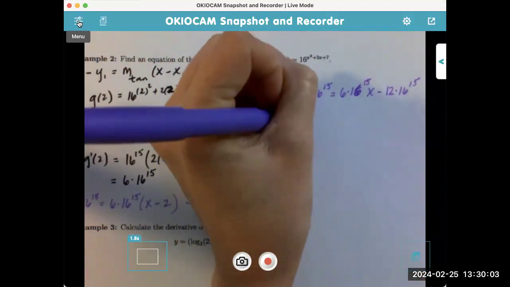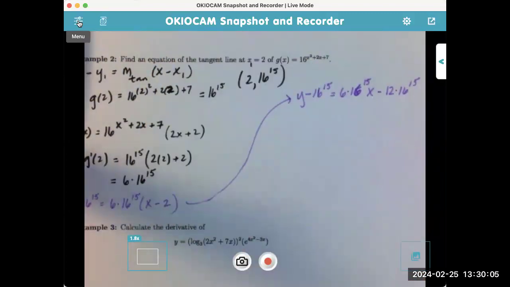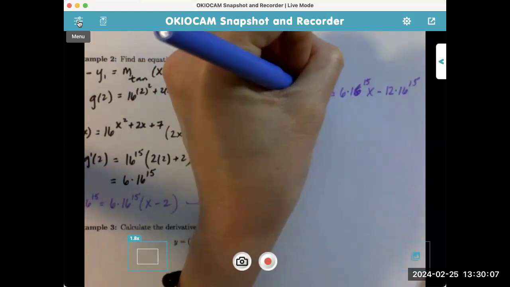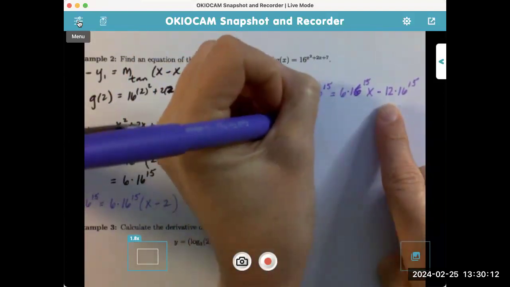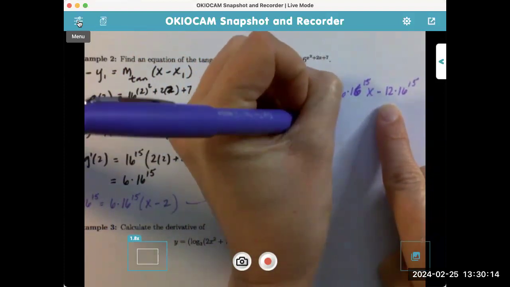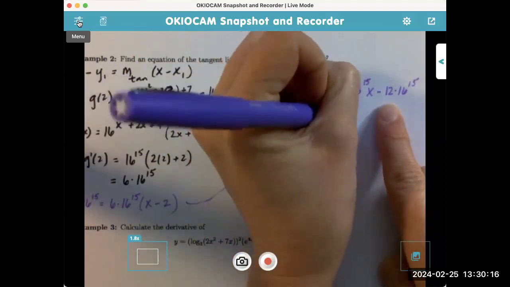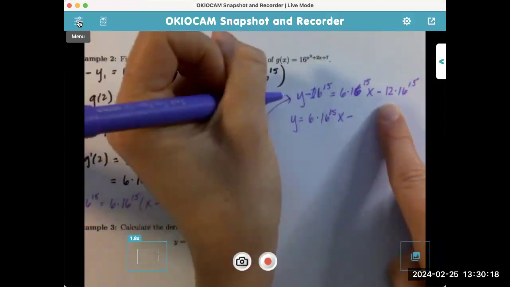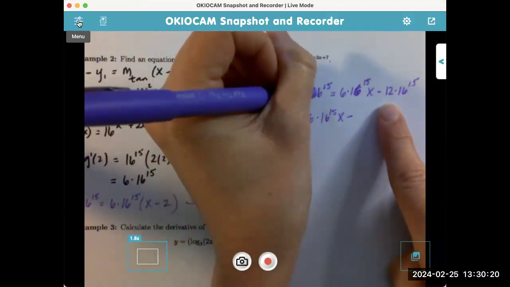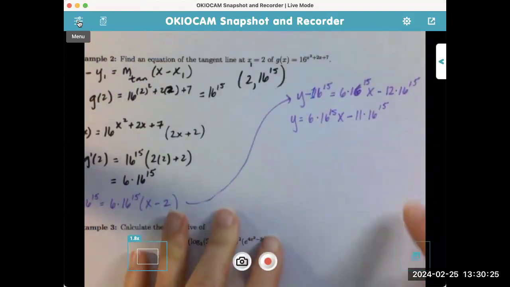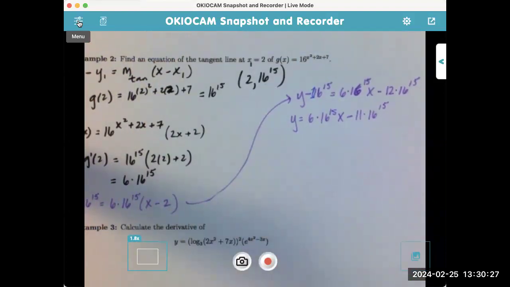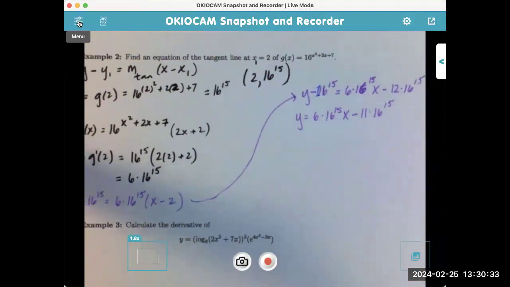Now adding this over, this is considered 1 times 16^15. So we're going to subtract 1 off of here. So this is y equals 6 times 16^15 x minus, because we're adding this over, 11 times 16^15. And we're going to leave it as that. That's super ugly and messy, but that's fine. We're just practicing. Okie dokie.